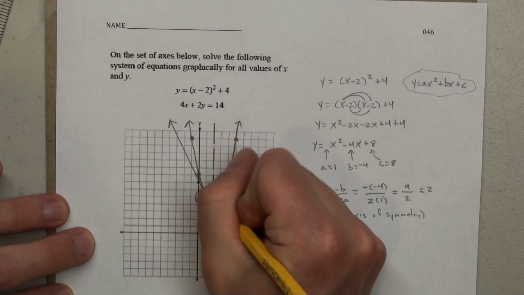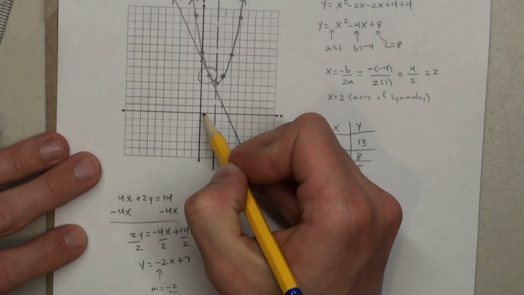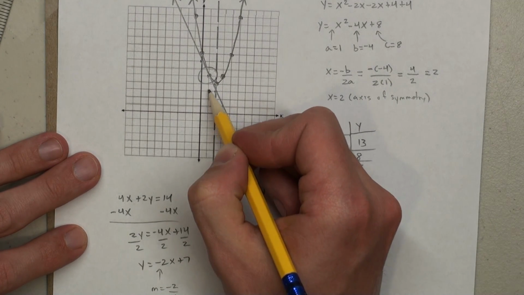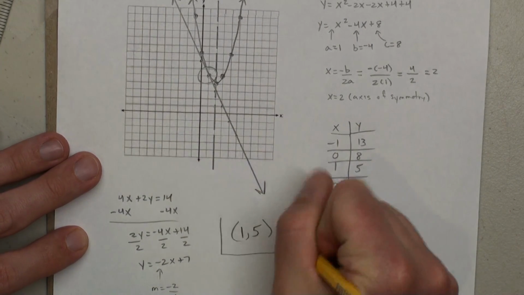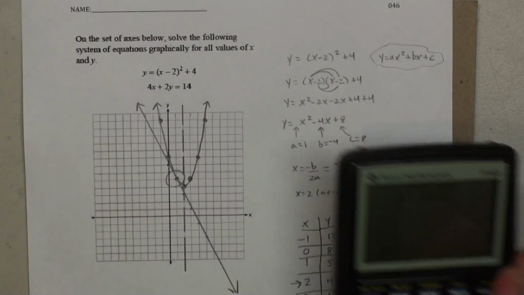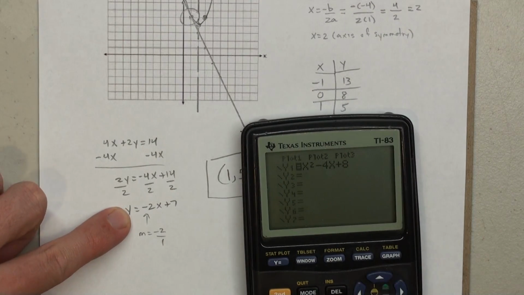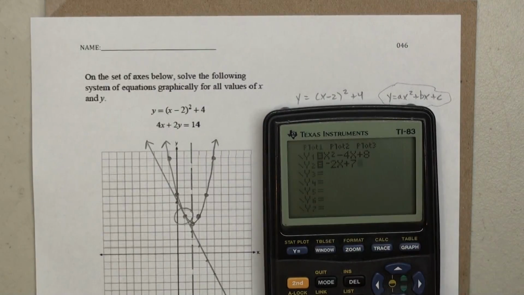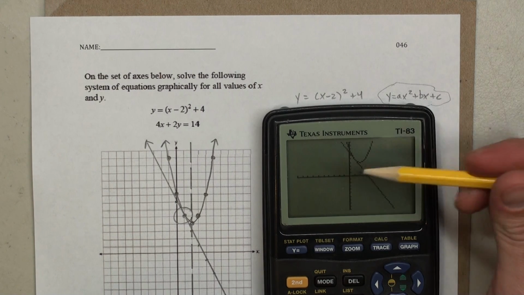Right here. So the solution is (1, 1), (2, 3), (4, 5). Okay, let's just double check with our calculator. I had negative 2x plus 7 was my linear equation. So now when I graph that, it should look like what I have. And it does. Okay, see, it just touches it there.